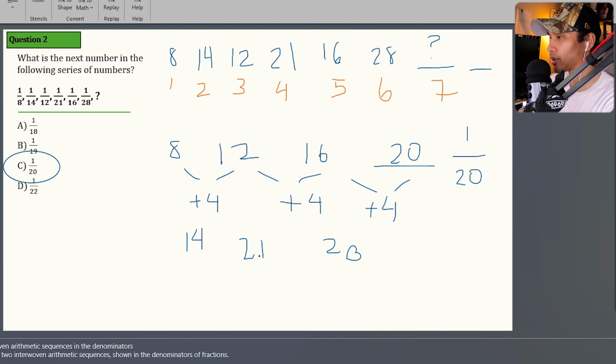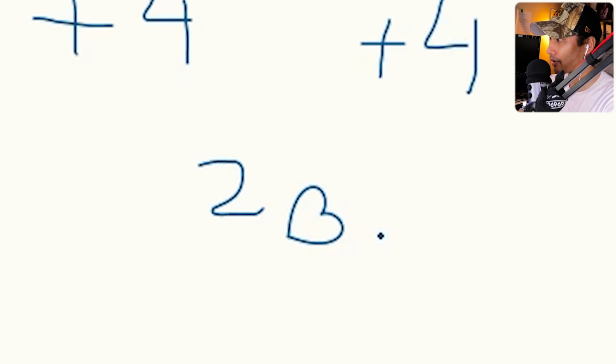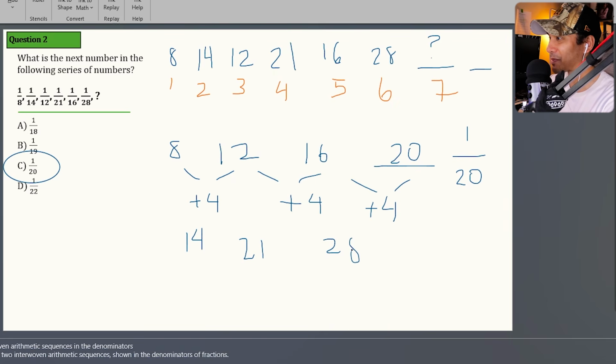And then 14 to 21, what is that? What is this? Is that a heart? That was supposed to be an 8. My handwriting's so bad on the computer.